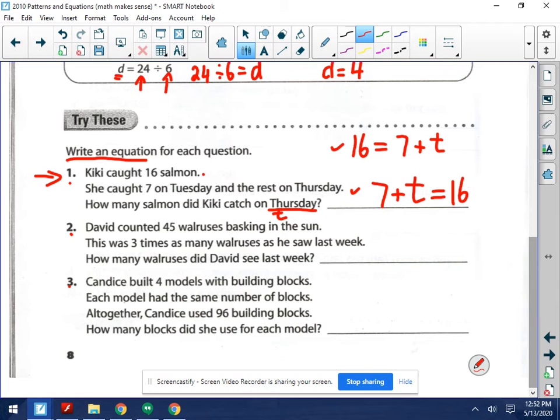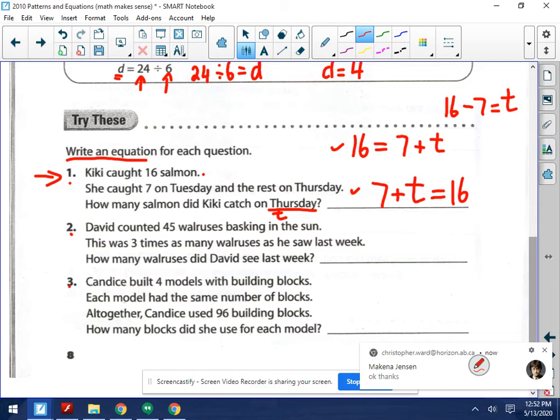These are both fine. You could even say, look, she caught 16 salmon, and if I take away the number that she caught on Tuesday, I'll find out how many she caught on Thursday. That's correct as well. That makes sense. However, this doesn't make sense: Thursday minus 7. Thursday take away 7 will give us our 16. No, that doesn't work, because that would mean that we'd have to have this number being 24. And that doesn't work because she caught 16 altogether. So you have to have your math brain thinking when you do this.